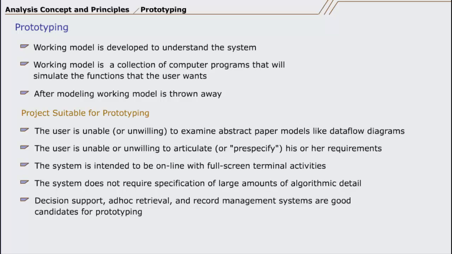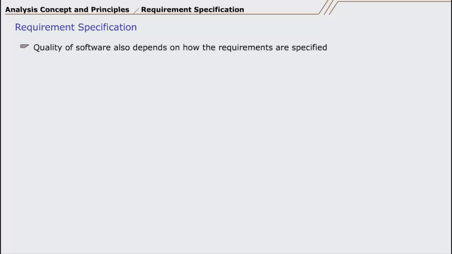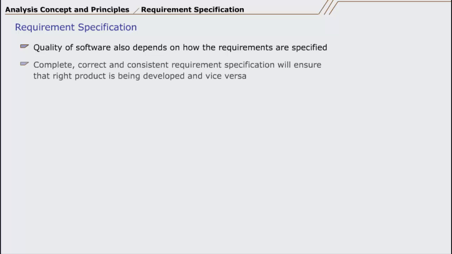Quality of software, among other things, depends on how requirements are specified. A complete, correct, and consistent requirement specification will ensure that the right product is being developed, and vice versa. Dear students, let us study now some basic software requirement specification principles. Requirements, no matter how specified, are viewed as a representation process. Well-represented requirements will lead to successful implementation of software.